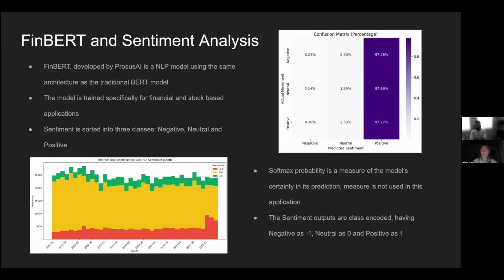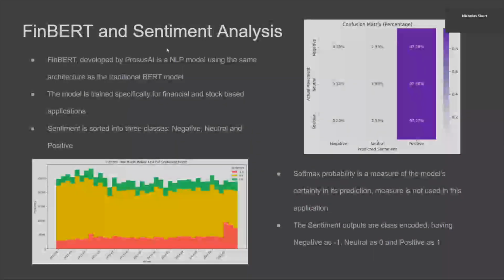And back to Nick to explain a little bit about the sentimental side of it, because we also had a sentimental model too. So on a continuation from our forecasting modeling, we are looking at the FinBERT model and our sentimental analysis to create our ensemble. The FinBERT model in this case was developed by ProsusAI and is using the traditional NLP BERT architecture. And in this case, the model is trained on financial and stock-based applications. Now, the output results in three classes: negative, neutral, and positive.